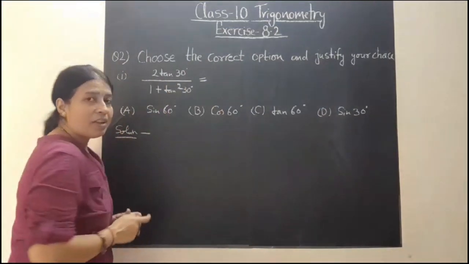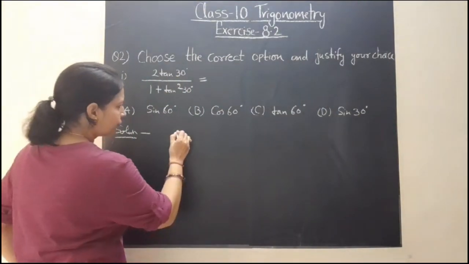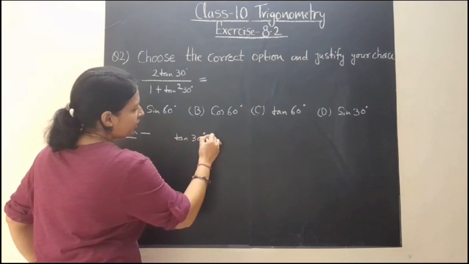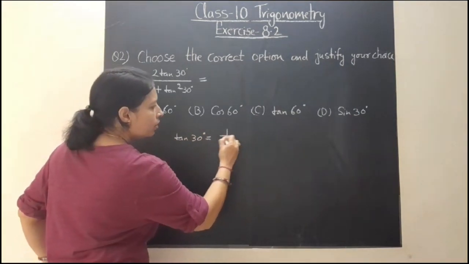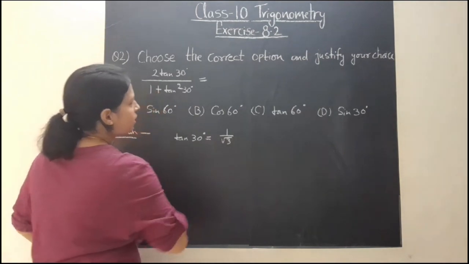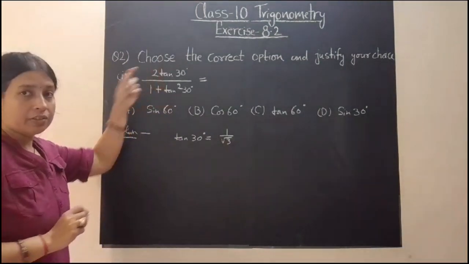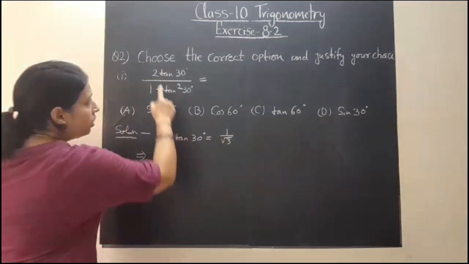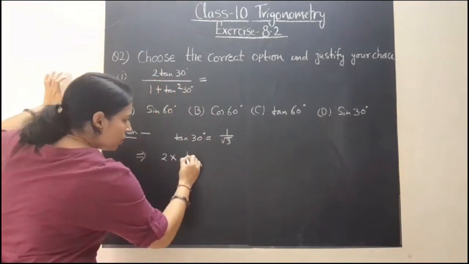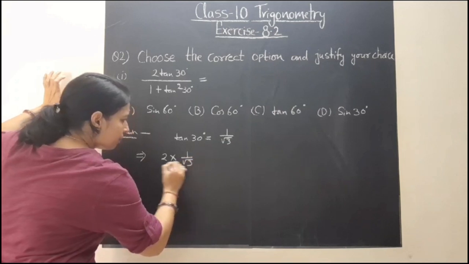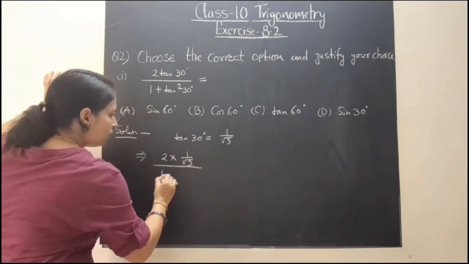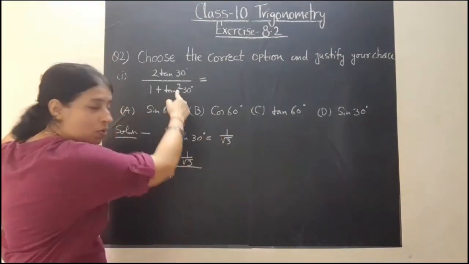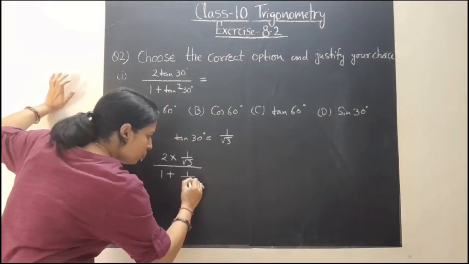First we write what is the value of tan 30. Tan 30 degree is equal to 1 by root 3. So put this value here. So write here 2 tan 30 is equal to 1 by root 3. So write here 1 by root 3 divided by 1 plus tan 30 is 1 by root 3. So here it is given square. So square of 1 by root 3.